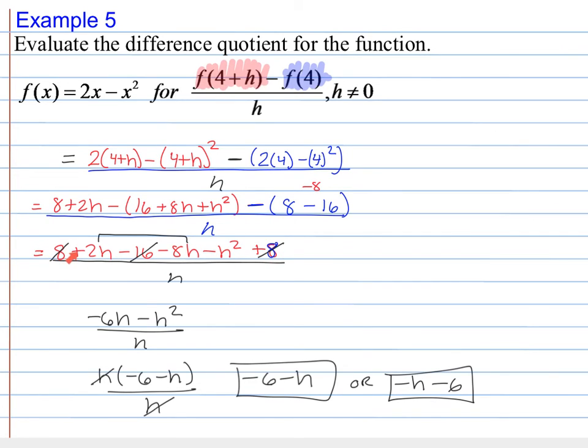So we're going to combine our like terms on the top. These two are like terms. And these two with that 8 reduce with that or cancel out. That means you're going to have negative 6h minus h squared all over h. Since they both have an h, you're going to factor that out. These reduce, and you get your final answer to be negative 6 minus h or negative h minus 6. It is the same thing. It really doesn't matter.